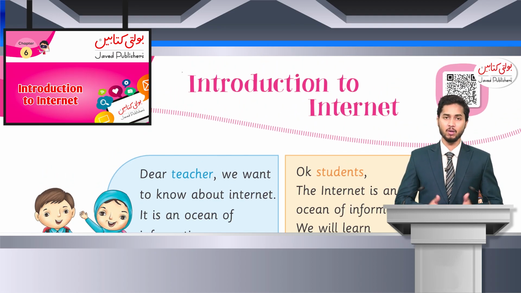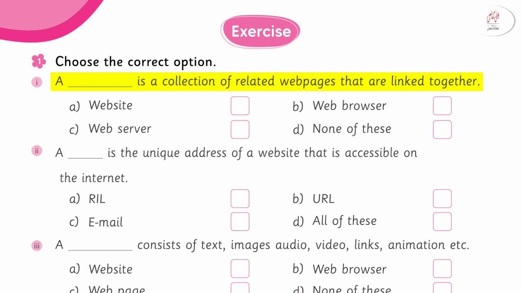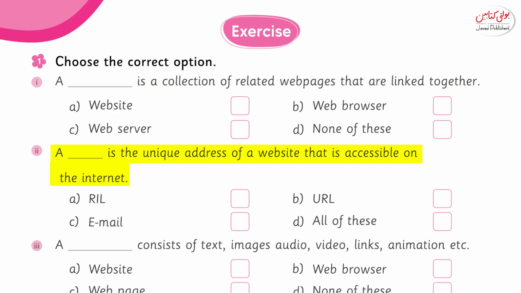The question number 1 is choose the correct option. A dash, a collection of related web pages that are linked together. Website, web browser, web server, or none of these. The website. A dash is the unique address of a website that is accessible on the internet. URL, email, or all of these. The right option is option B, URL.